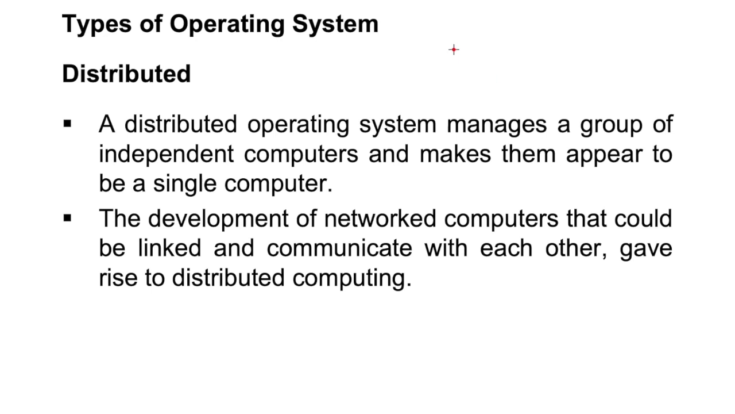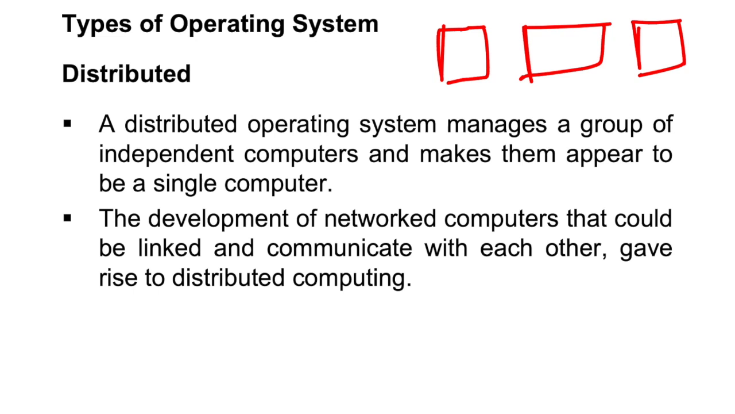A distributed operating system manages a group of independent computers and makes them appear as a single computer. For example, there is a computer running some operating system, and there is another computer running some other. A distributed operating system will manage the data across all of these distributed systems. Maybe a task is distributed between these three computers and then combined together by the operating system. Such distributed operations managed by the operating system are called distributed.